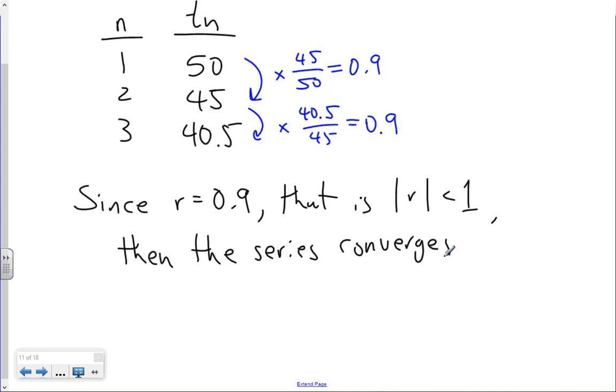Now again, the question they asked was already leading us to that because they said, tell me what value it converges to. But this is how I know that it converges. Look at the common ratio. Since it's geometric and the common ratio is less than 1, we know it's going to converge.